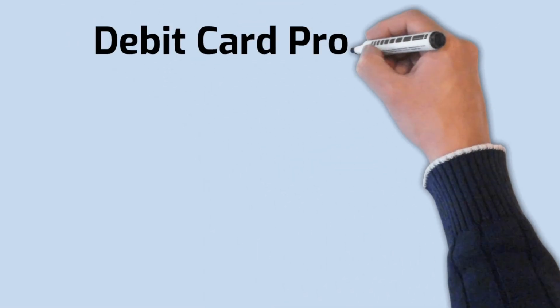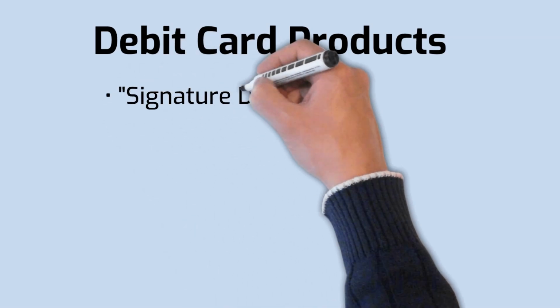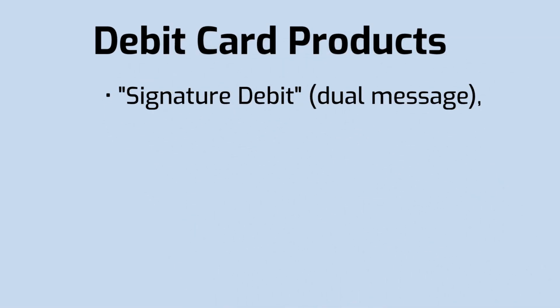A card attached to a demand deposit or checking account is called a debit card. For debit accounts, some markets have created two distinct products. Signature debit or check card products historically have used dual message protocol. This allowed them to flourish long before technology infrastructure existed to support single message debit.